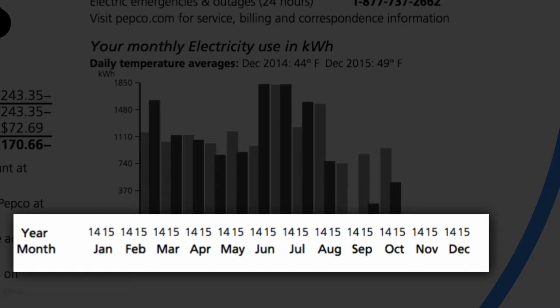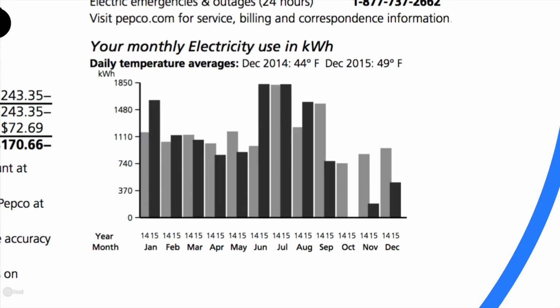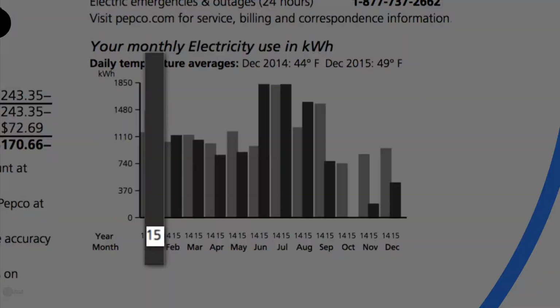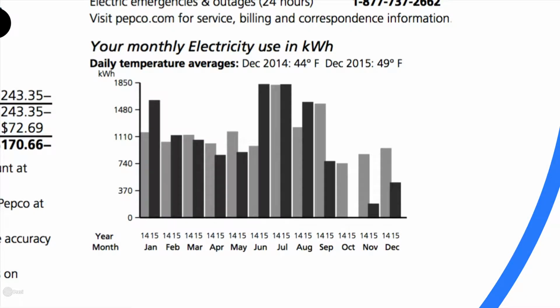On this bill, it shows historical uses from the last 2 years, 2014 and 2015. This graph comes in handy when you're wanting to compare how much electricity you have used in the past versus a current month, so you can generate questions and find answers by looking at the bar on your bill. For example, on the month of January, there is a big discrepancy on usage between 2014 and 2015.